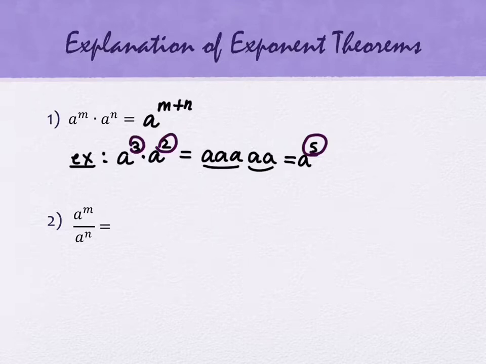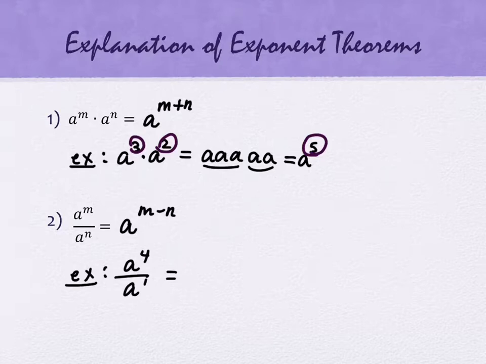Let's do the second one. We said that this is supposed to be subtraction. And the example that I'm going to do is going to be a to the 4th over a to the 1, or a to the 1st. All right, so a to the 4th means what? Okay, a times a times a times a, and a to the 1st is simply a.